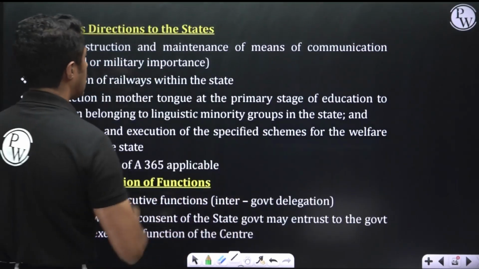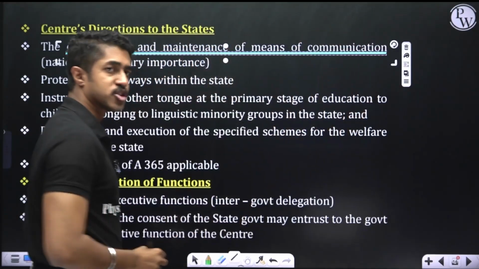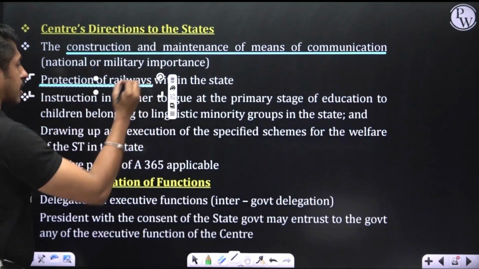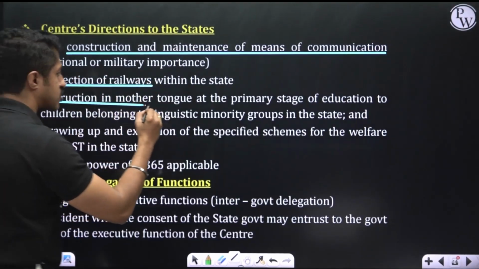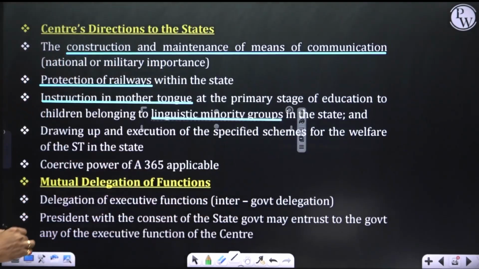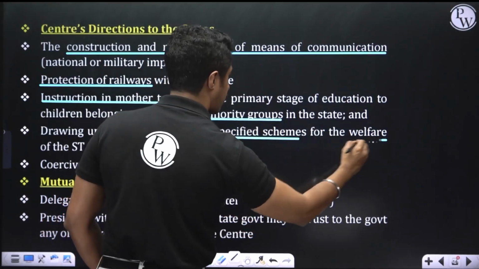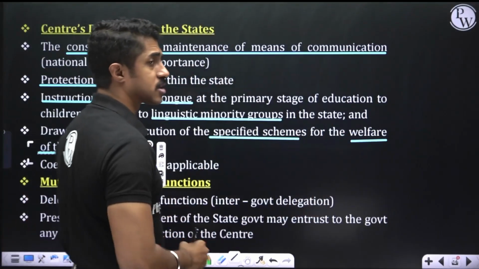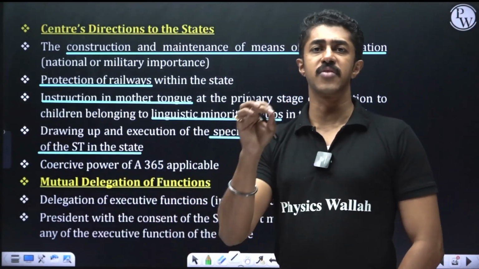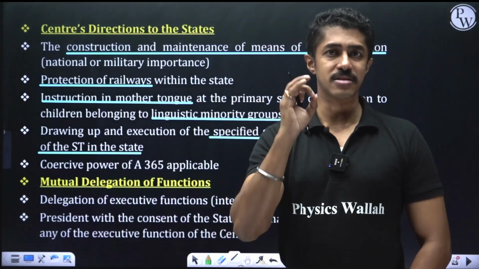That means, let us say a state fails to maintain the means of communication, or they are not even doing it. A state fails to protect the railways, fails to give instruction in mother tongue, especially for linguistic minority groups in primary education, fails in drawing up and execution of specified schemes for the welfare of the scheduled tribes in the state. If none of these are being done by the state, it simply means what? Article 365 has been violated and therefore Article 356 can be imposed there. President's rule can be declared.